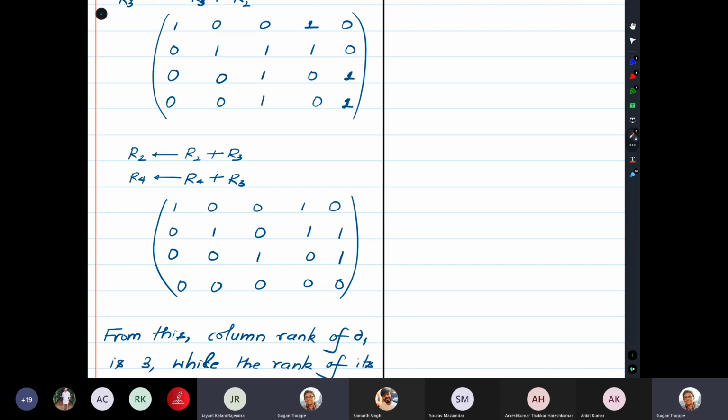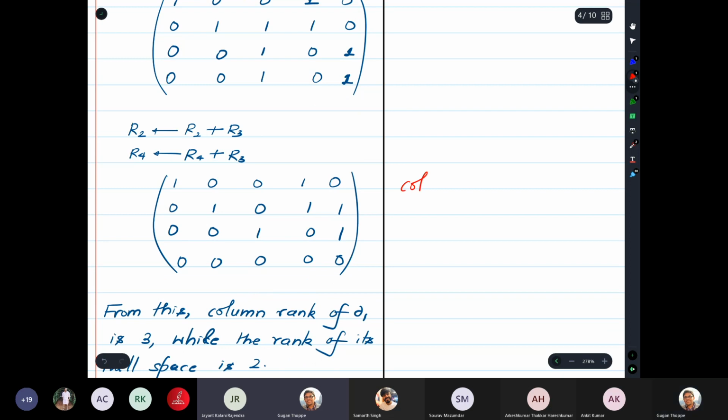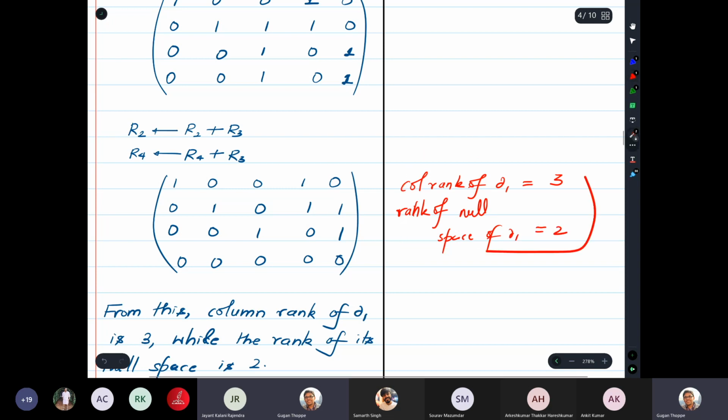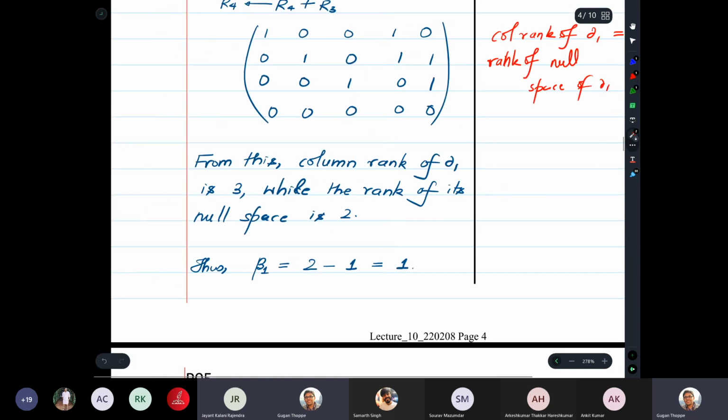And from this we can see that there is no pivot entry here and there is no pivot entry here, right? So consequently, one can see that the column rank of ∂1 is 3, right? And again, from the rank nullity theorem, one can see that the rank of the null space of ∂1 is 2. Is this okay? So this is what we can figure out, right? So this is what we have figured out.